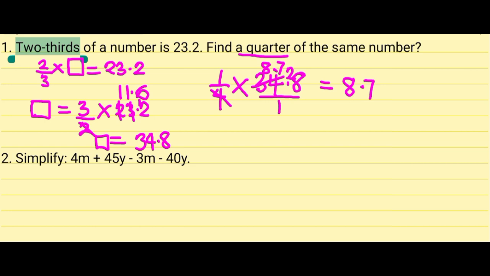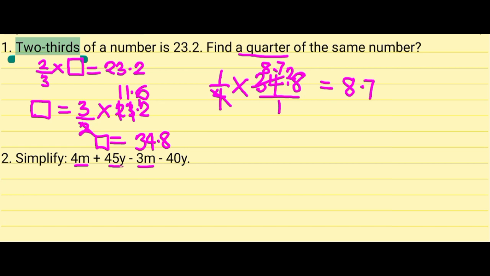So let's go to number 2. Now this is in algebra, the part of mathematics that represents numbers with letters. Quickly, what I want you to know here is that whenever we say 4m, it's actually 4 times m, and 45y is actually 45 times y. But apart from that, you would notice that in this case we have this. They look alike. How? Because they have the same unknown, which is m. So the rule in this case is to bring them together.